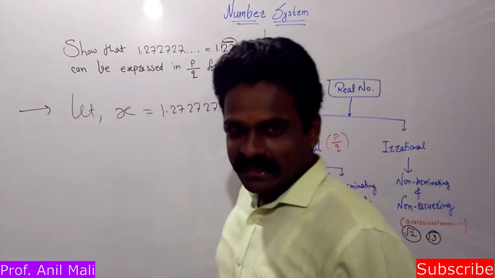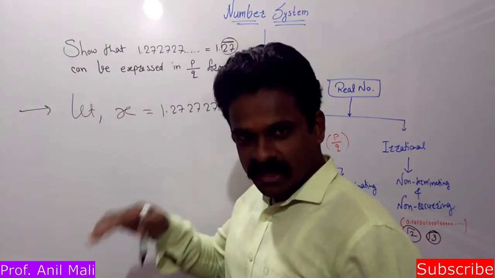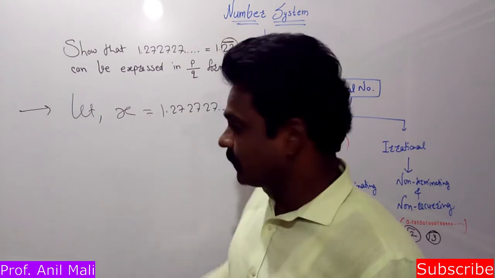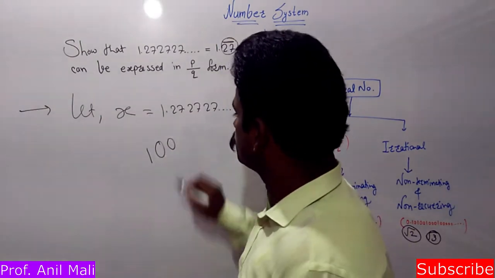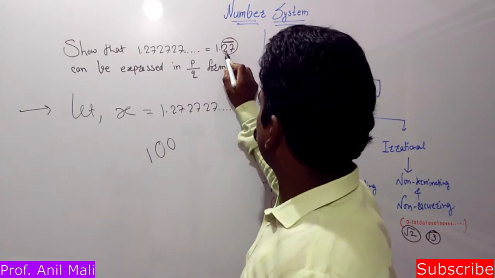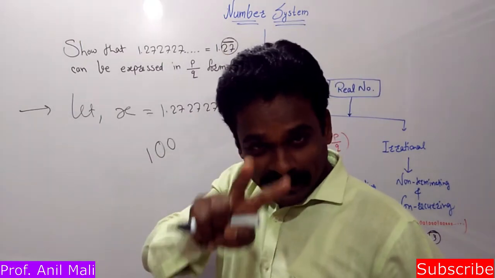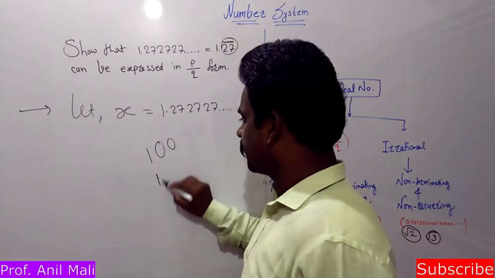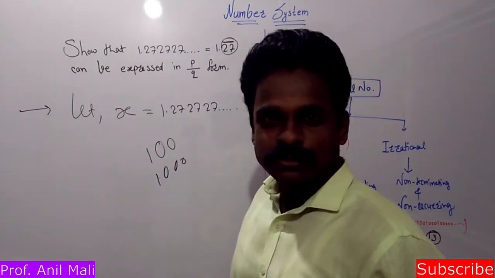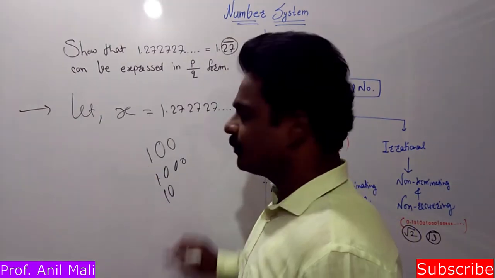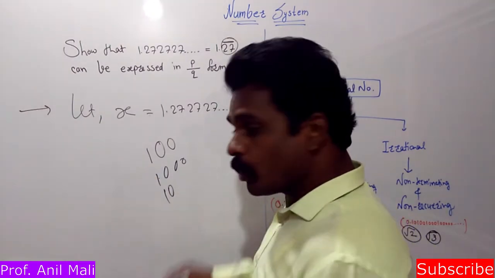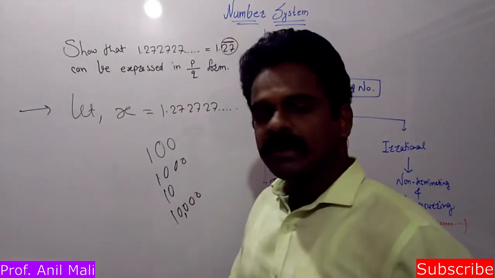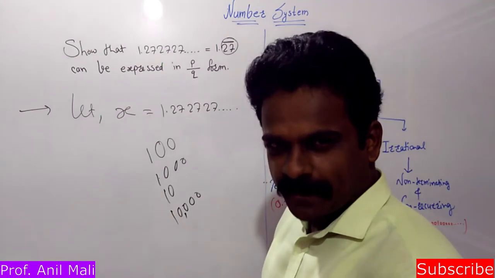If 2 digits are recurring, then we will multiply both sides of the first step by 100. That means after 1 we will put 2 zeros. Here in 1.27 bar, 2 digits are recurring, that's why we will take 100. If 3 digits are recurring, we will multiply by 1000. If 1 digit is recurring, we will multiply by 10. If 4 digits are recurring, then just put 4 zeros after 1, so that will become 10,000. We will multiply both sides by 10,000.